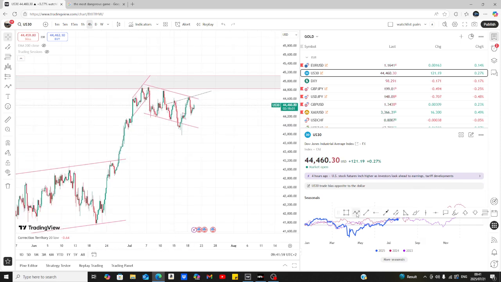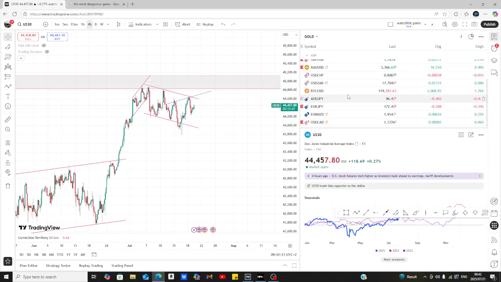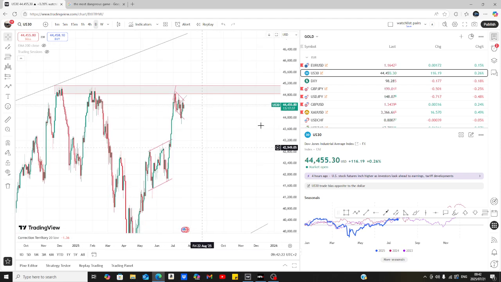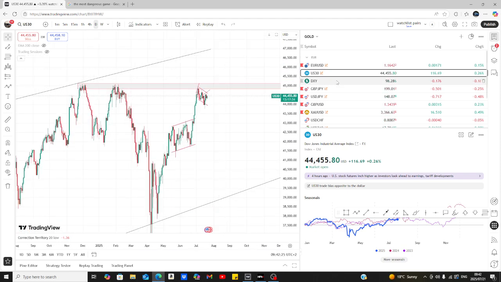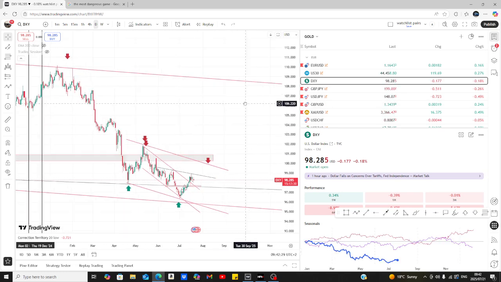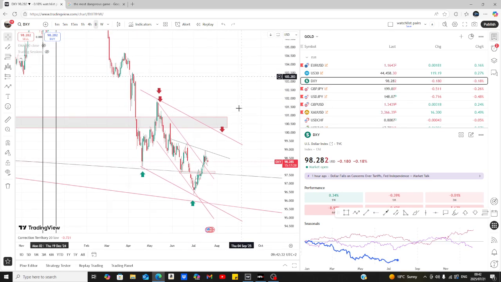US 30, I have seen this as an inverse head and shoulder. So for US 30, it's still not on my to-do list really. And since it's Monday, there's not much for us to see. We just have to basically wait for today and see if price will give us some sort of formation so that we can have bias for the rest of the week.